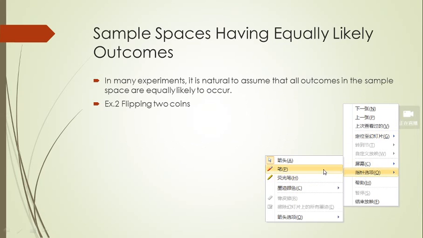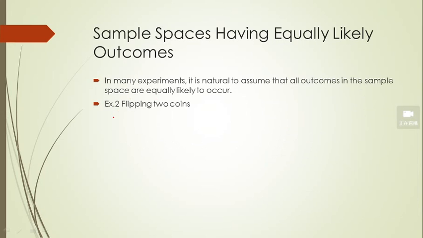Let me change to pen. So flipping two coins, we will have the sample space. There are 4 different outcomes. You will get both heads, head-tail, and tail-head, and both tails, right?